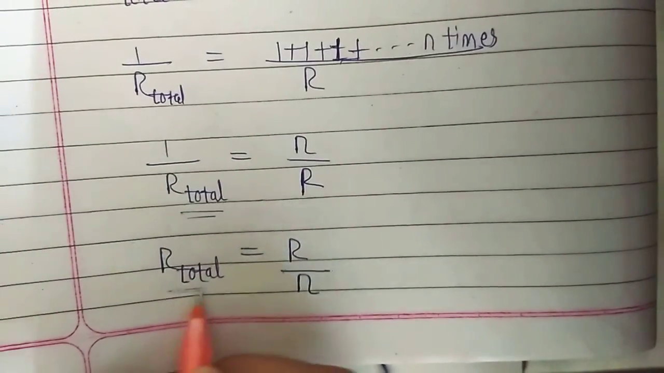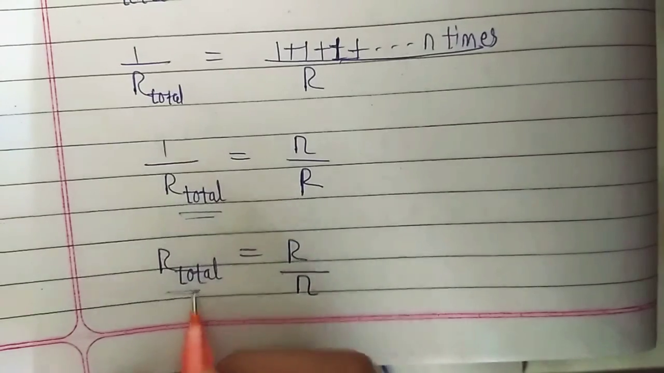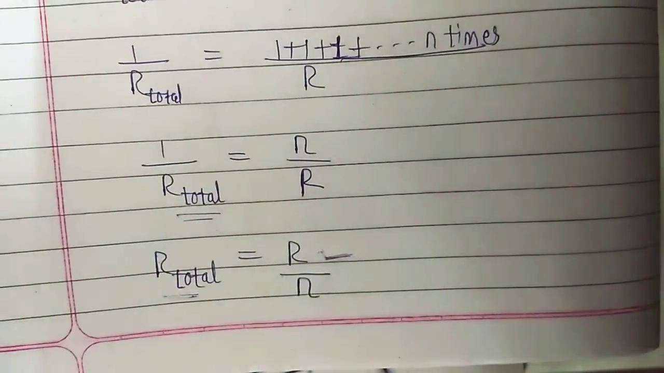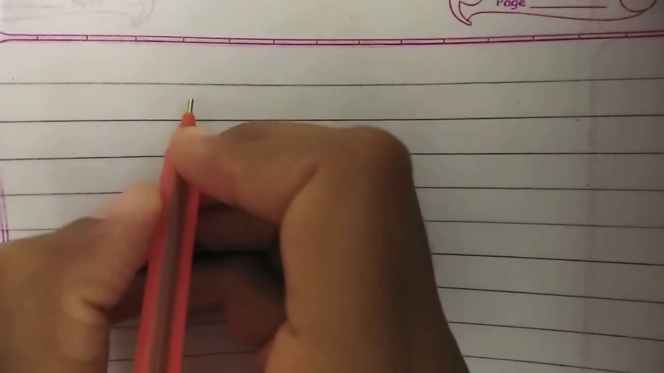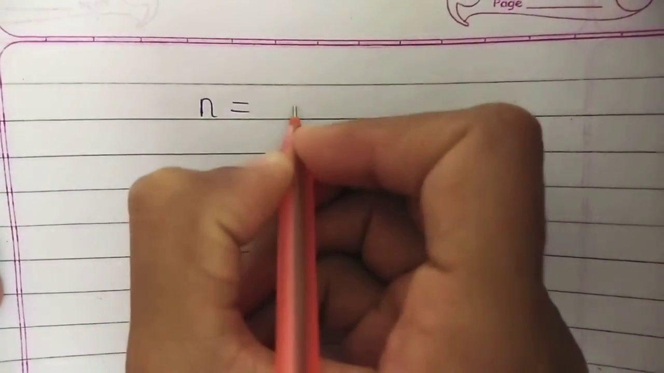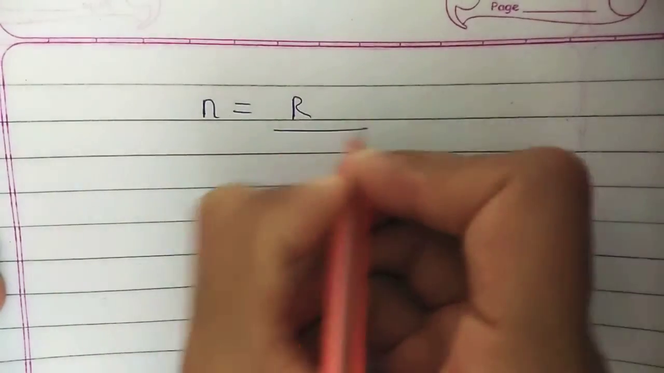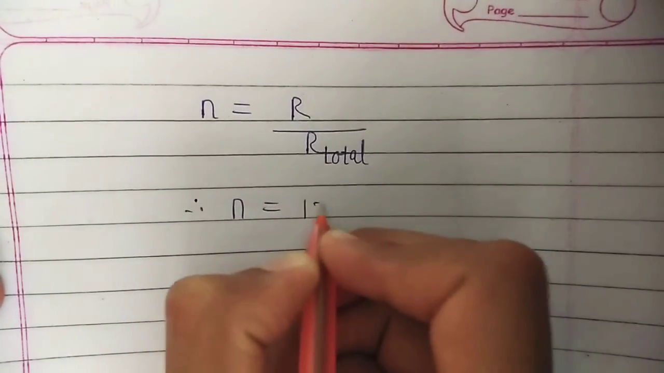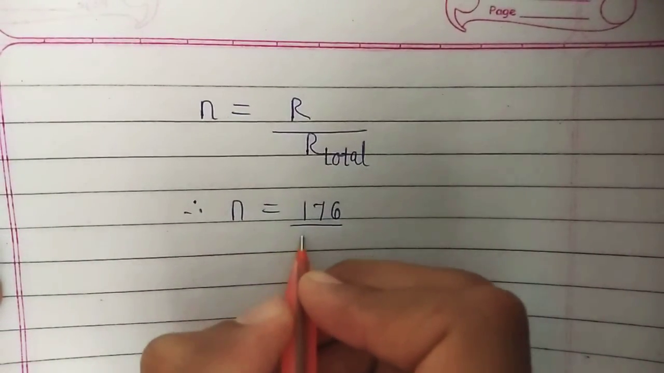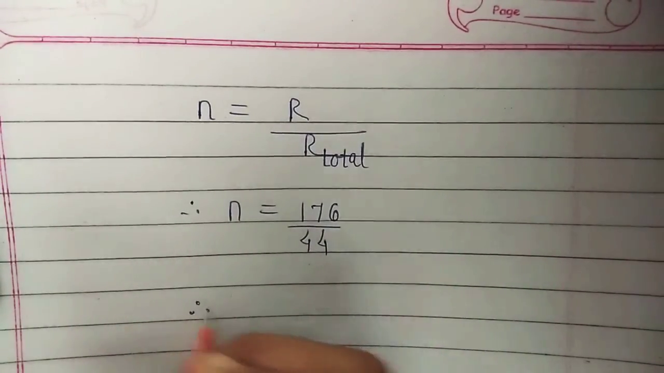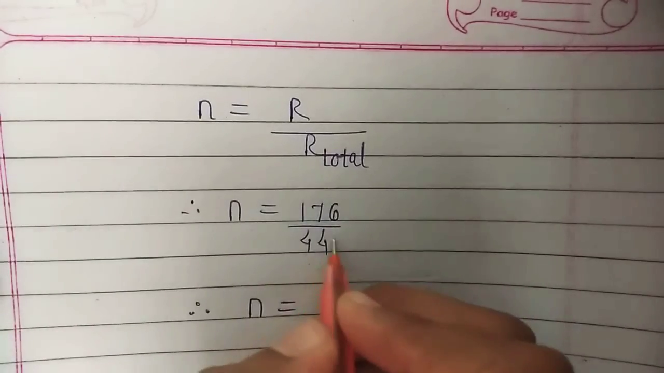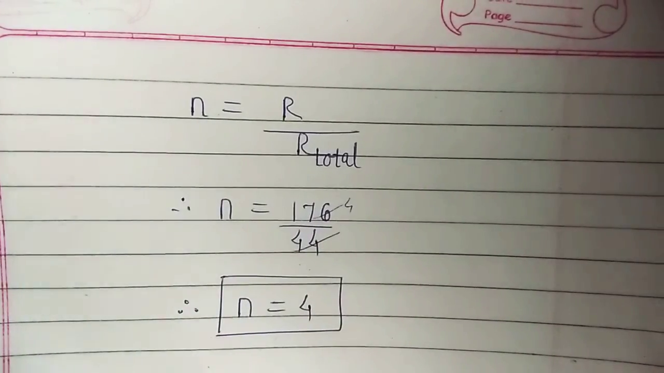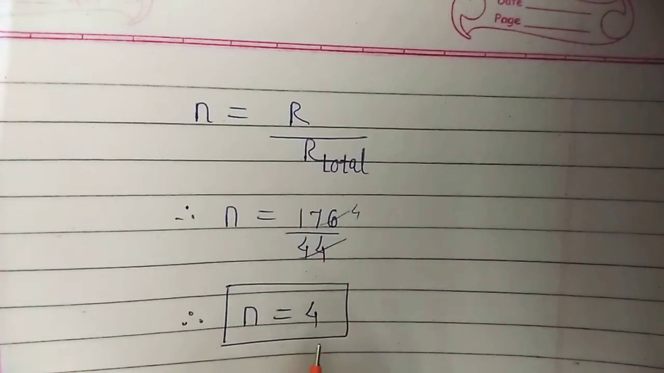Now we have the value of R total. It is 44. We have R in the question. It is given as 176. Can we find N? Of course, yes. So what will be N from that equation? N will be equal to R divided by R total. Therefore, N is equal to R, which is given as 176, divided by R total, which is 44. When you find it, you will get 4. So N will become 4. What is this N? Number of resistors.